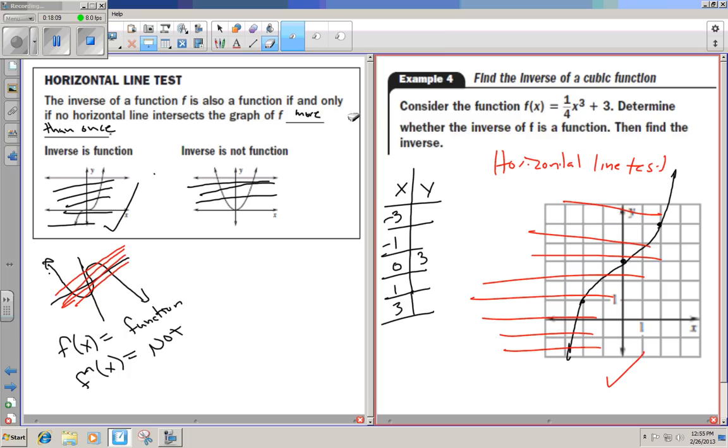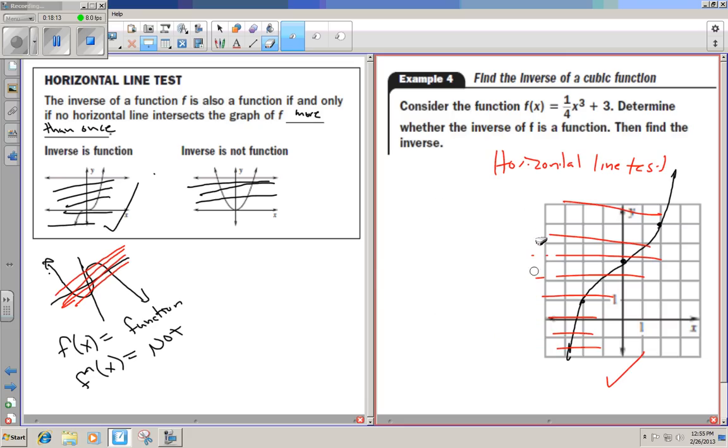Now, that being said, let's actually take a look at finding the inverse of it. All right? So help me find the inverse. First step, exchange f of x with y. Now switch the variables. So now y becomes x, x becomes y.